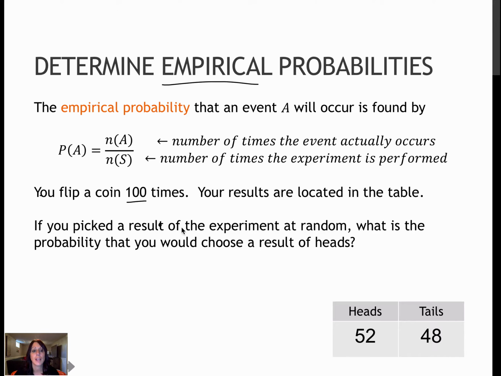So if I picked a result of those experiments at random, what's the probability that I would choose a result that had heads? Well, 52 out of 100 different items, because I actually had 52 heads out of 100. Then of course I could reduce that to 13 over 25. So again, empirical just means based on actual data as opposed to based on what we might expect to happen.